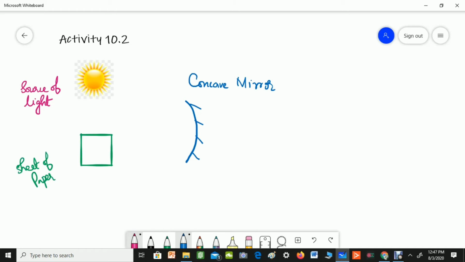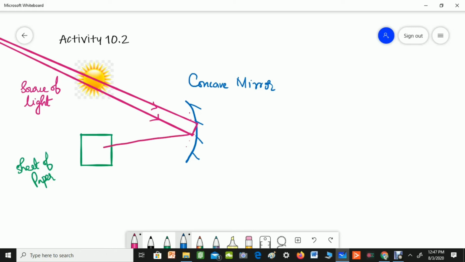You need to keep the concave mirror in such a manner that the reflecting side is facing the sun. The rays of light from the sun are incident on the surface of the mirror, and after reflection, you need to focus the sun rays on the paper. You need to move the paper back and forth until you get a spot of light over here.